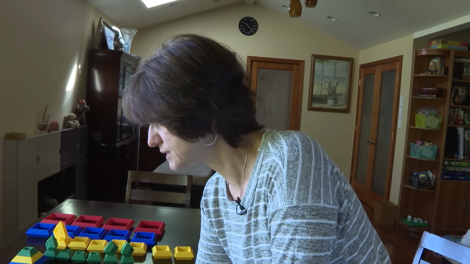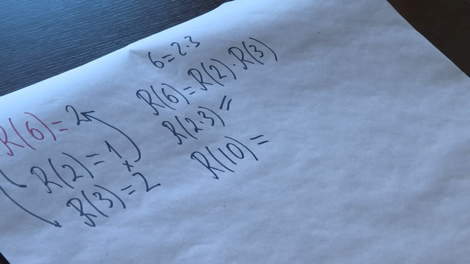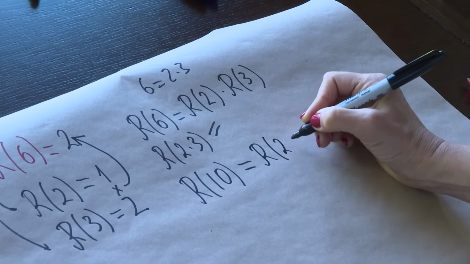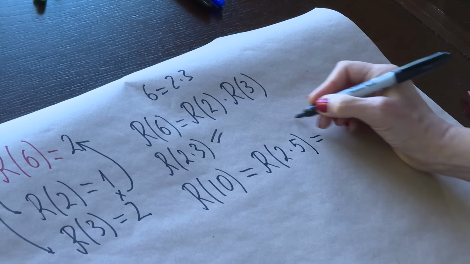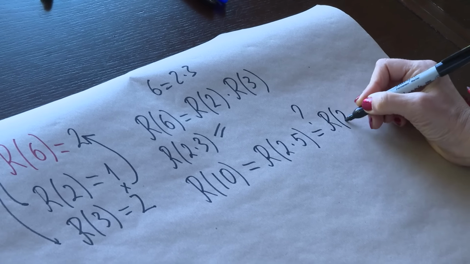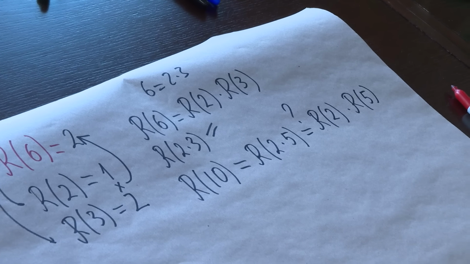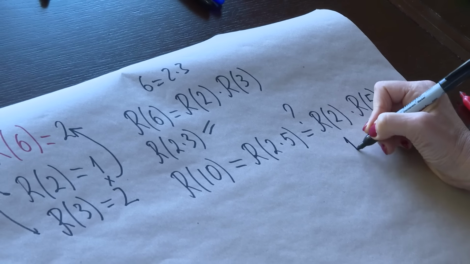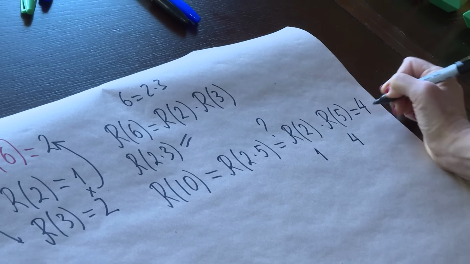Let's test this theory on 10, the number 10. Why on the number 10? Because 10 is like 6, even though it may not look like it. 10 is a product of 2 different primes. Okay, is that going to be equal to the product of the function on those 2 primes? Let's see. Well, R of 2 is 1 less than 2. R of 5 is 4. So overall, this is 4.